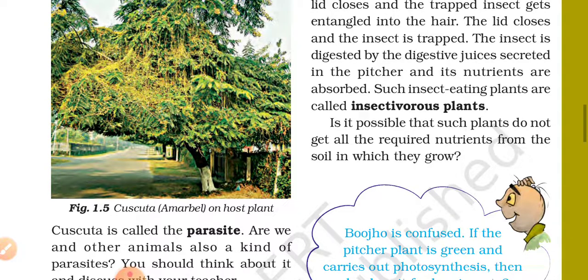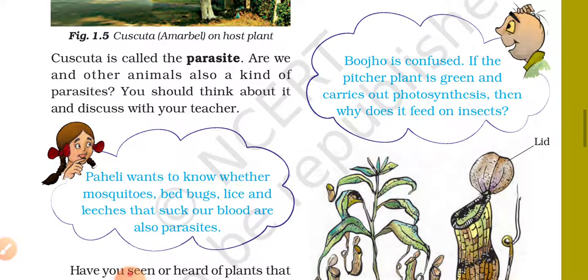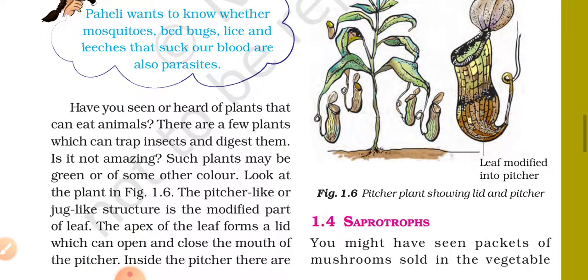Is it possible that such plants do not get all the required nutrients from the soil in which they grow? Bojo is confused. If the pitcher plant is green and carries out photosynthesis, then why does it feed on insects?